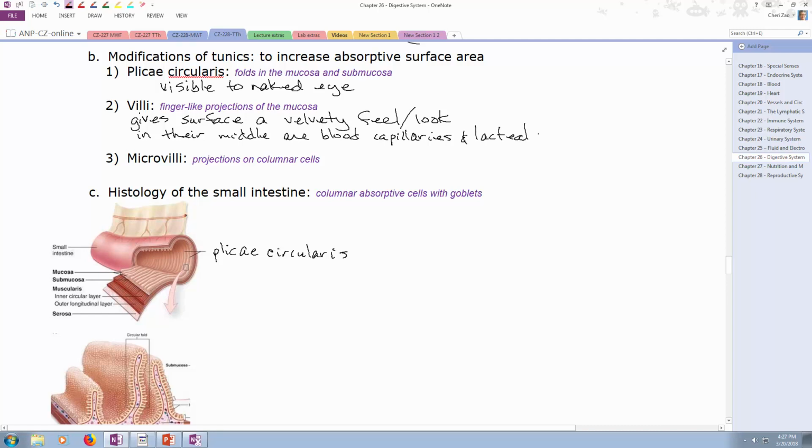A lacteal is a lymphatic capillary. And lacteals are named that way for lactation. And what is the coloration of products of lactation? That's why they're called lacteals, because these lymphatic capillaries, instead of being clear and almost difficult to see, are actually white and easy to see.